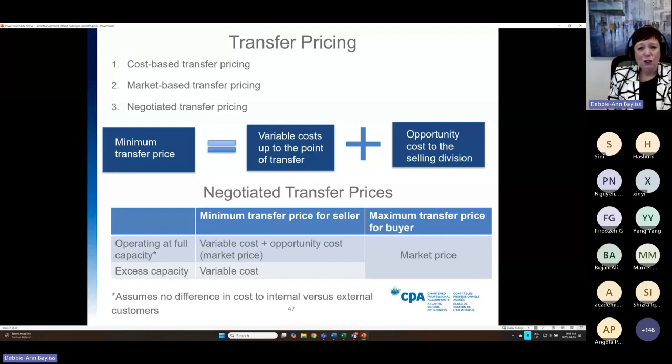So if there's an external market and the external price is $10, and they are operating at full capacity, then the transfer price is $10. That's the most appropriate. But if they have excess capacity, the most appropriate price is the variable price, what it costs them to produce that particular product as they transfer it to the other division.